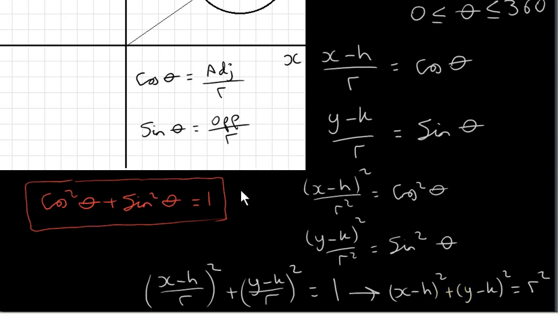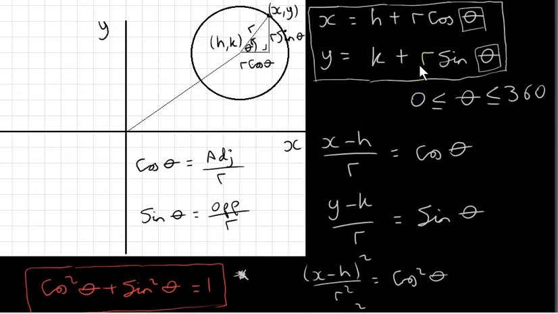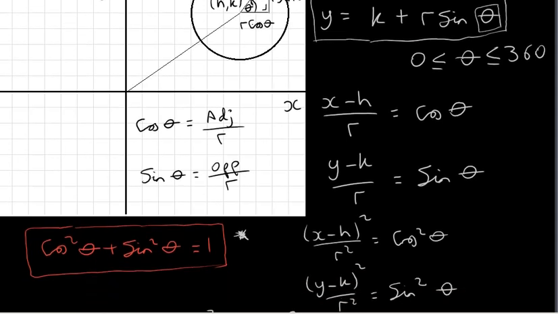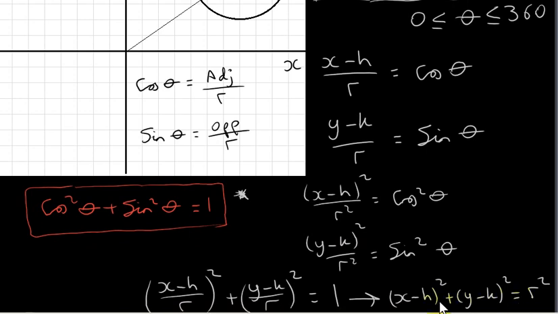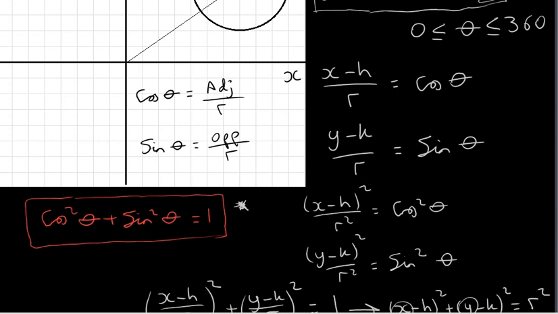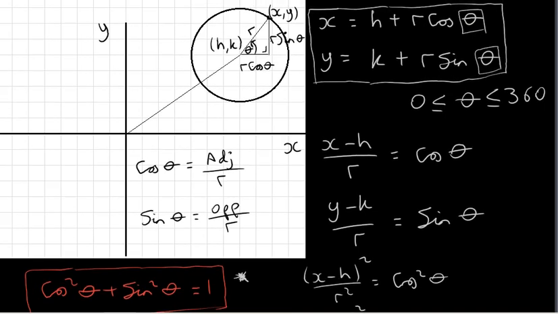So we had to use this well-known trigonometric identity to show that the parametric form of the equation of a circle does indeed give us the familiar or Cartesian form for the equation of a circle. So the Cartesian form gives us the connection between x and y, whereas the parametric form gives us x and y in terms of a single parameter theta.